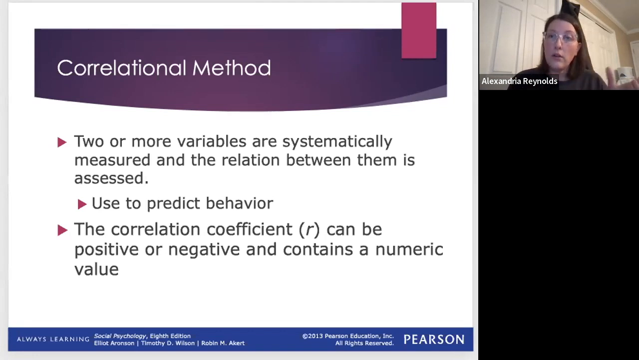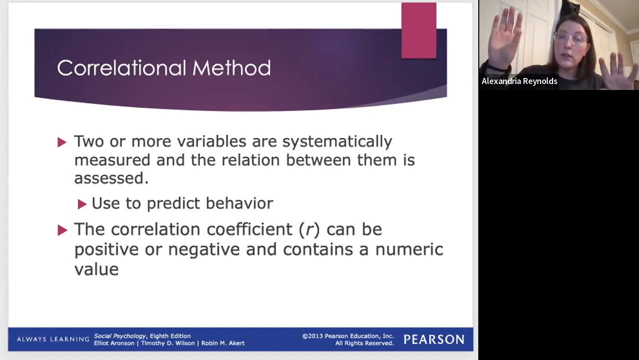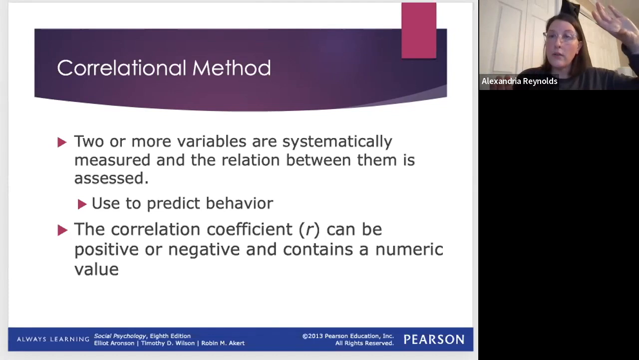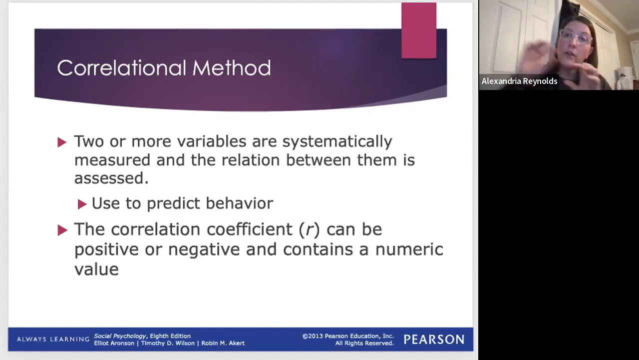So as one increases, does the other one increase? As one increases, does the other one decrease? That would be an example of a negative relationship. So if one increases and the other decreases, that gives us a negative relationship. If one increases and the other increases together, then that gives us a positive relationship. So it tells us direction and it tells us strength. So looking at the number itself can tell us exactly how these two things are related.